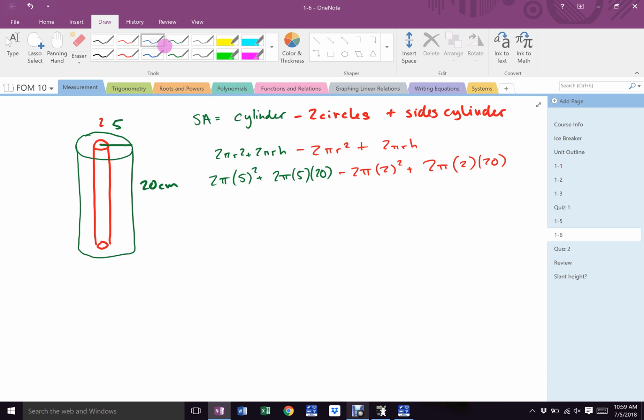Then you just do math. 5 squared is 25 times 2 is 50 pi. Plus 5 times 20 is 100 times 2 is 200 pi. Minus 2 times 2 squared is 4 times 2 is 8 pi. Plus 2 times 20 is 40 times 2 is 80 pi. Then you just add it all up. 250 plus 80 is 330 pi. Take away 8 pi, 322 pi. There's no tricks.